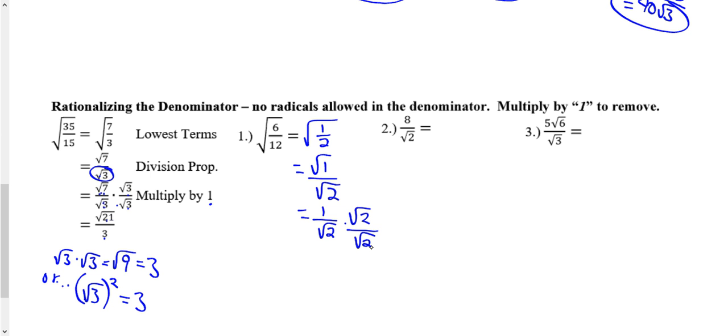Why do they pick the square root of 2? Well, over here was the square root of 3. Why do they pick the square root of 2 over here? Because that's what's in the bottom, right? Now let's multiply across the top. What is 1 times the square root of 2?